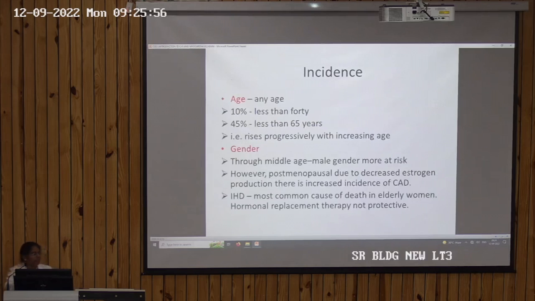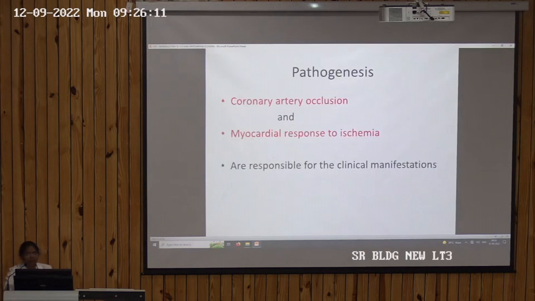Now, it increases as the age increases. It is more in males in the middle ages. However, postmenopausal, it is increasingly found in the elderly women, and the hormonal replacement therapy is not protective. Now, this occurs due to the occlusion and the myocardial response to ischemia.